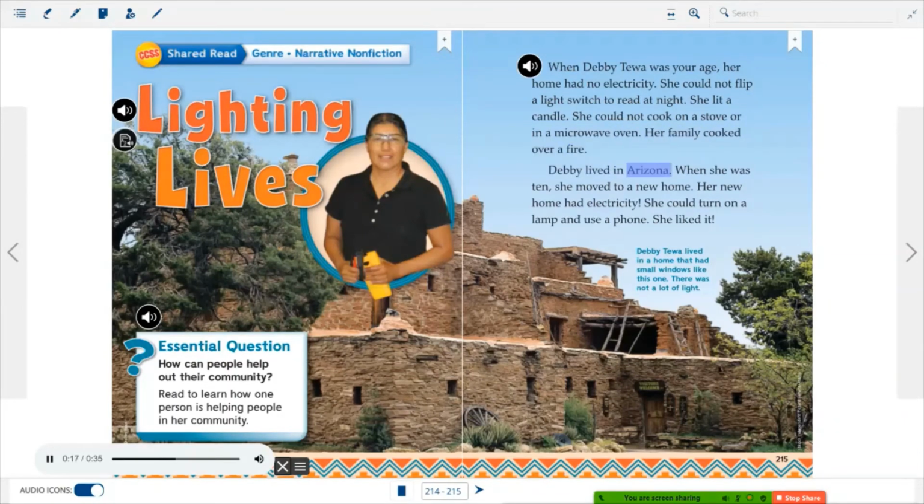Debbie lived in Arizona. When she was 10, she moved to a new home. Her new home had electricity. She could turn on a lamp and use a phone. She liked it. Debbie Tiwa lived in a home that had small windows, like this one. There was not a lot of light.